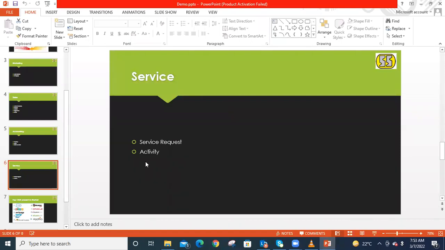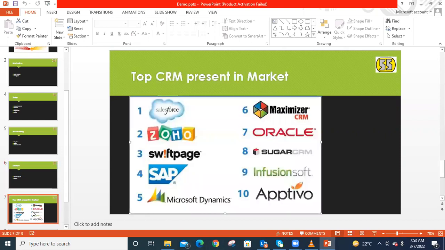Starting from marketing, then sales, then account, and then the service department. Now, in the market there are n number of CRMs available. These are some of the leading CRMs. Salesforce is currently leading in the market from a CRM perspective. There is Zoho CRM, whose owner is Indian, and it's also for small scale industry. It is going very good.